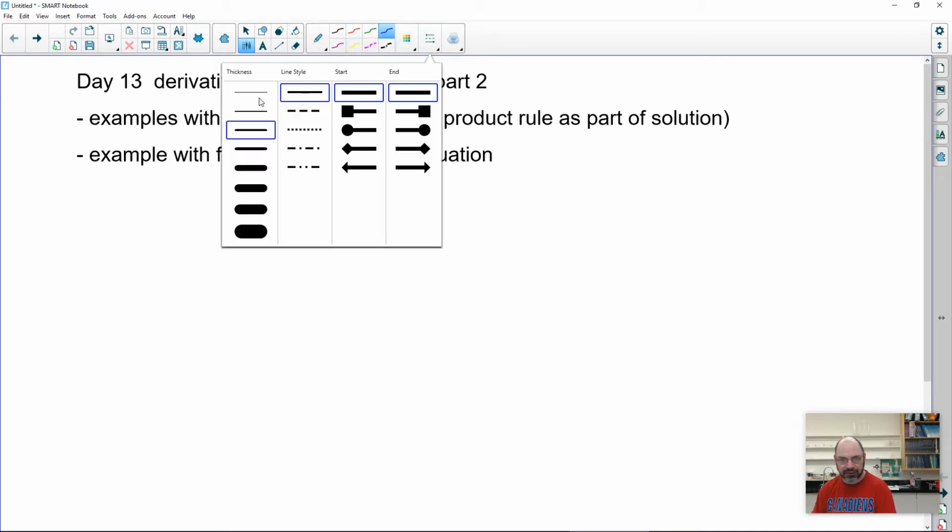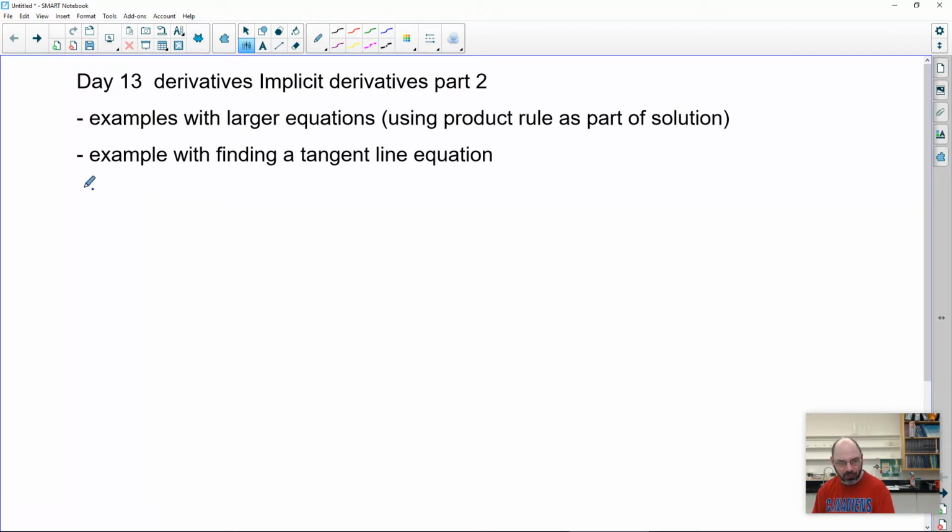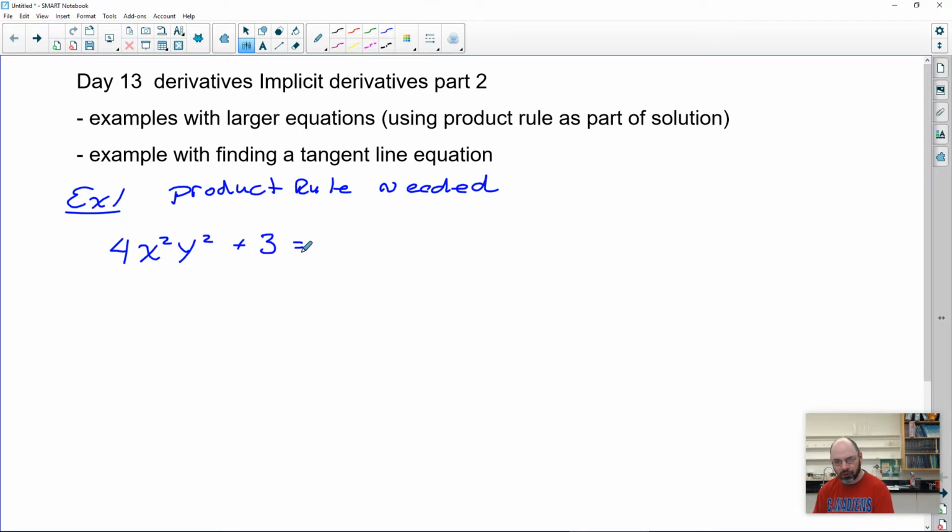Okay, so let's get the marker here. Let's do example 1. And this is going to be just one that has the product rule in it. Okay, so let's say that we have 4x squared y squared plus 3 equals 6y minus 5x. And we're going to find the derivative.